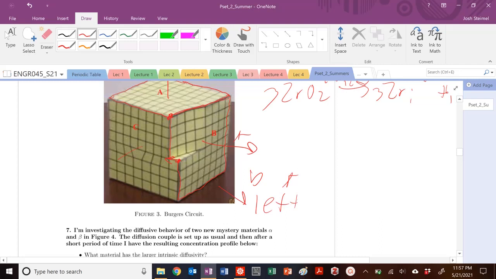And then finally, I'm going to choose it coming out here. I'm going to choose my starting point here. 1, 2, 3, 4, 1, 2, 3, 4. Start, finish. My Burgers vector is perpendicular to my T tangent here, so that is an edge dislocation.